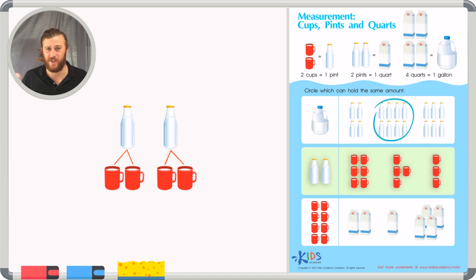So let's just count the cups in total, and we can figure out how many cups are in 2 pints. Well, there's 1, 2, 3, 4 cups. And again, I see that the second answer choice shows us 4 cups. That must be correct.